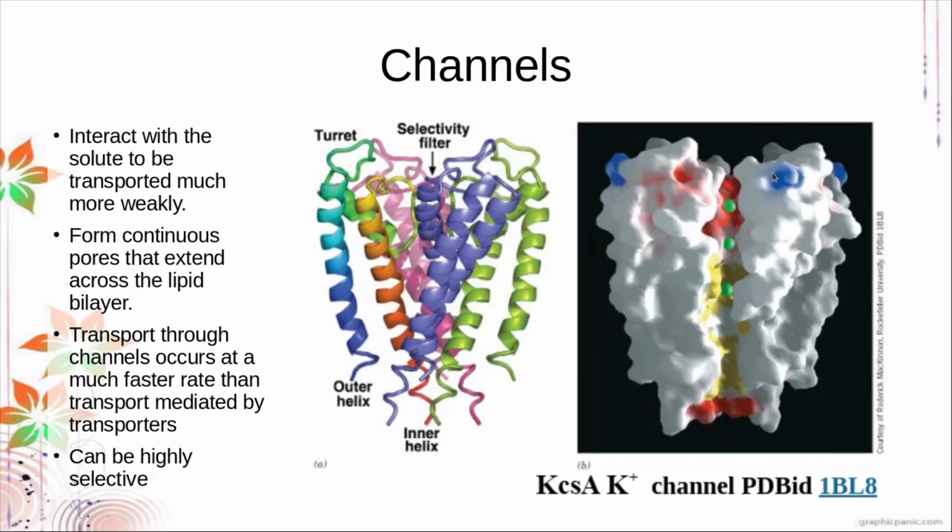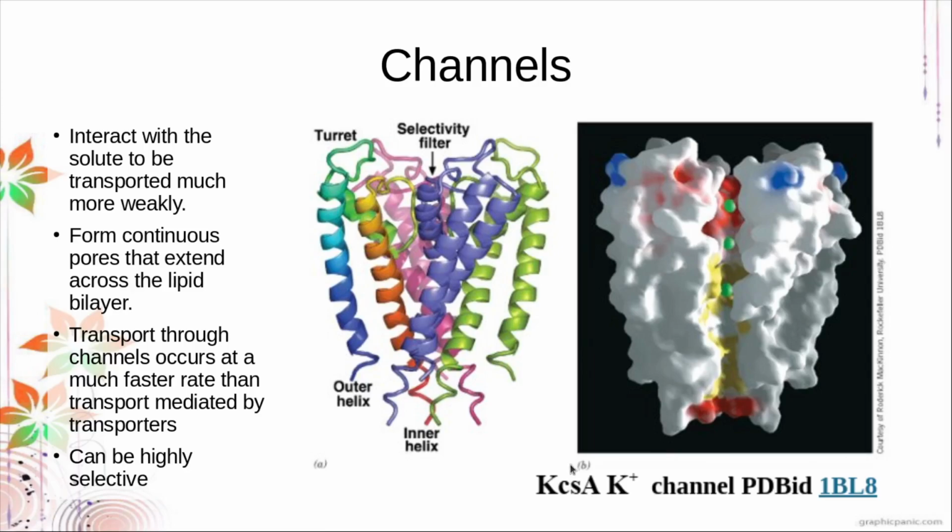They just allow them to pass through, just like a highway. So you just pass through, pass through, pass through. So they are able to transport at a much faster rate. And they have the ability to become much more selective. For example, your potassium channel is very selective. It transports potassium, but it doesn't transport sodium.